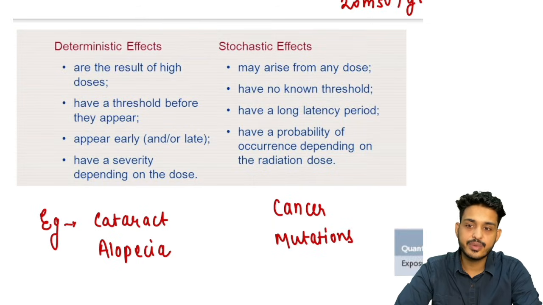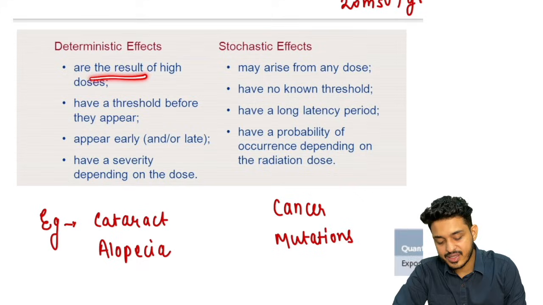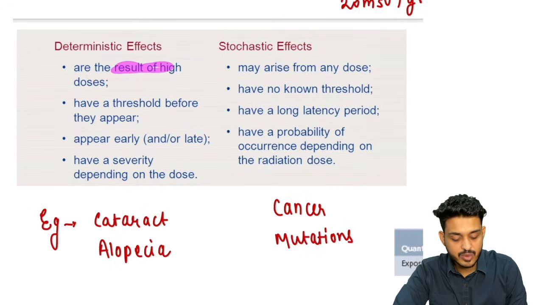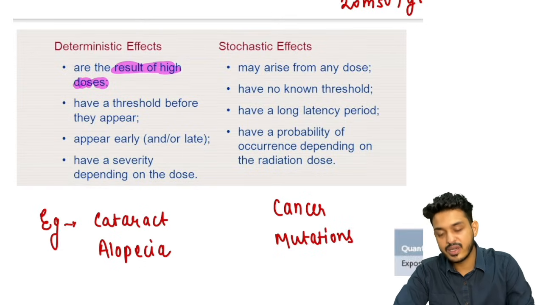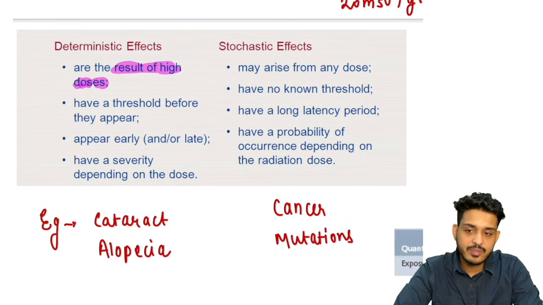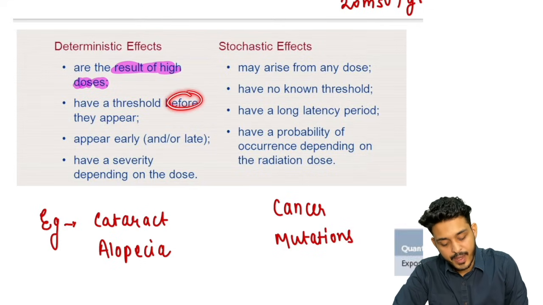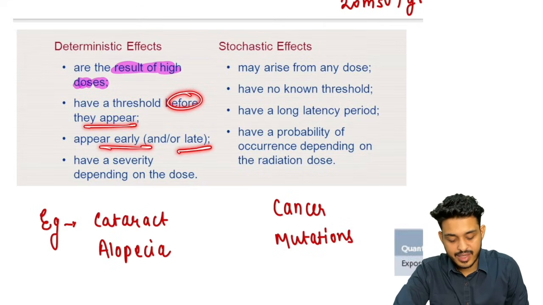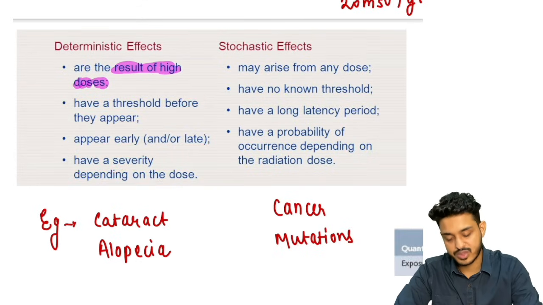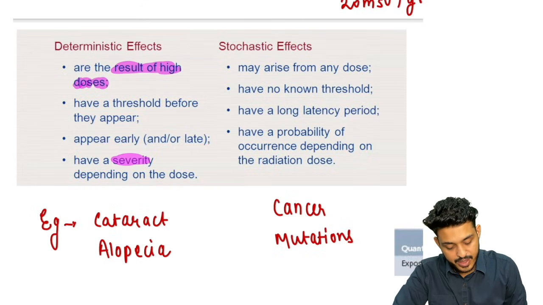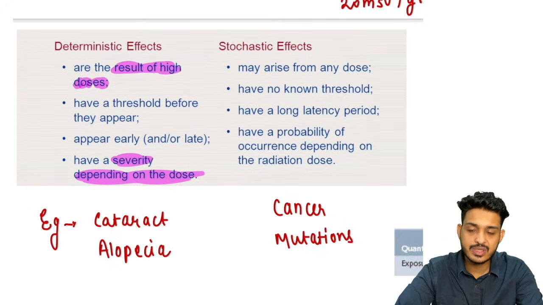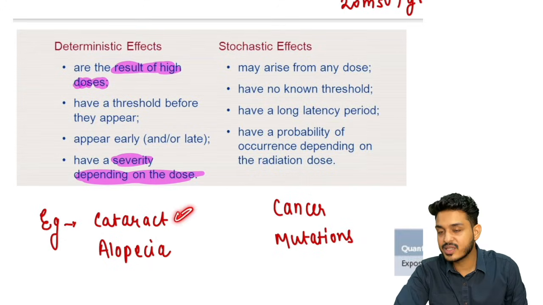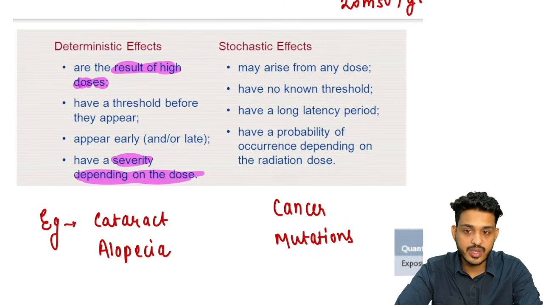Deterministic effects are the result of high doses. If someone is exposed to radiation for such a long period of time, this particular effect is known as a deterministic effect. They have a threshold, appear early or late, and have a severity depending on the dose. Remember, the severity is going to depend on the dose. Dose dependent effects are deterministic effects. What are the examples? You can have cataract, you can have alopecia, right?